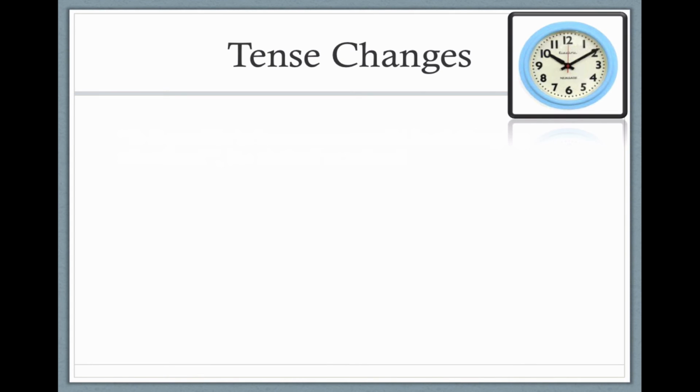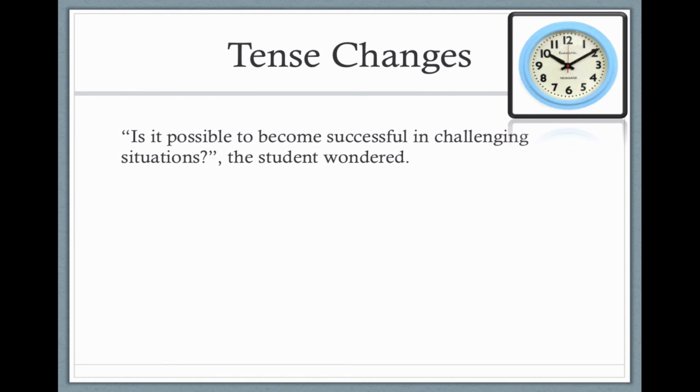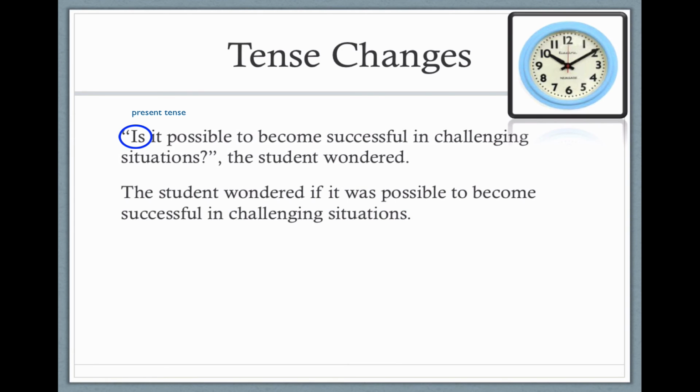Just like with everything, little things change here. For example, in this example, I'm in the present tense. Is it possible to become successful? But when I change it to reported speech, it changes. Now I say the student wondered if it was possible to become successful. All right, so the tenses change because when it was said in the past, it was the present moment. But when I'm reporting on it in my present, which makes that reference in the past, I have to change the tense.